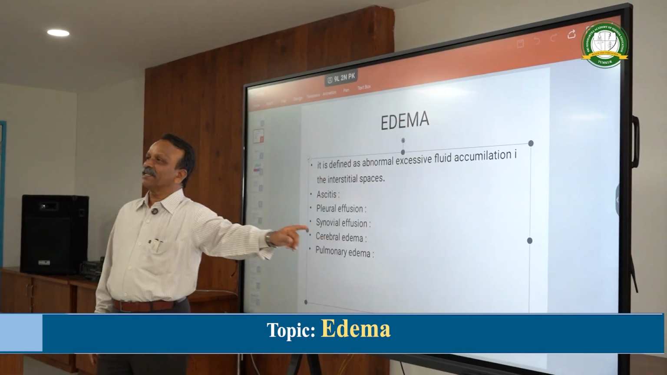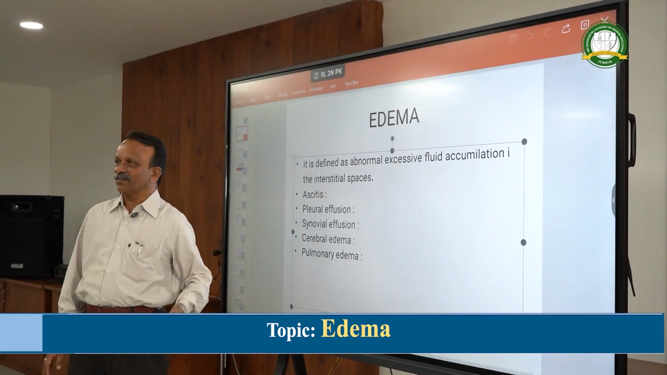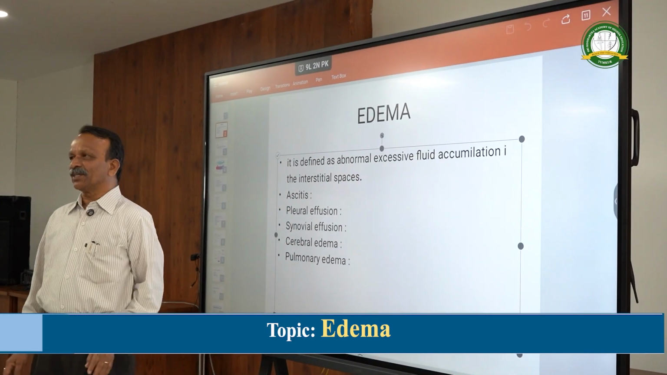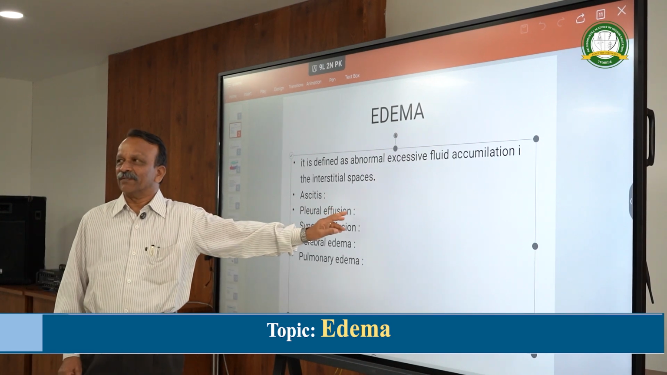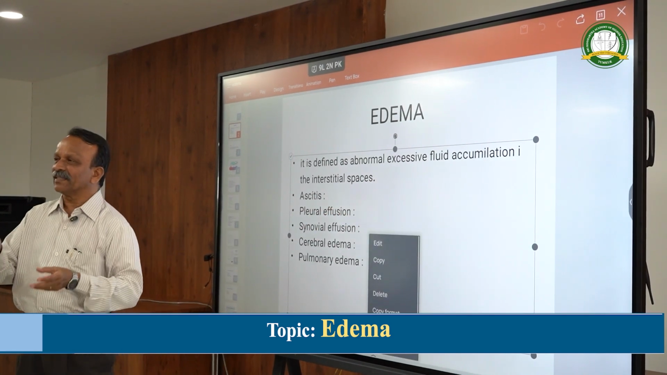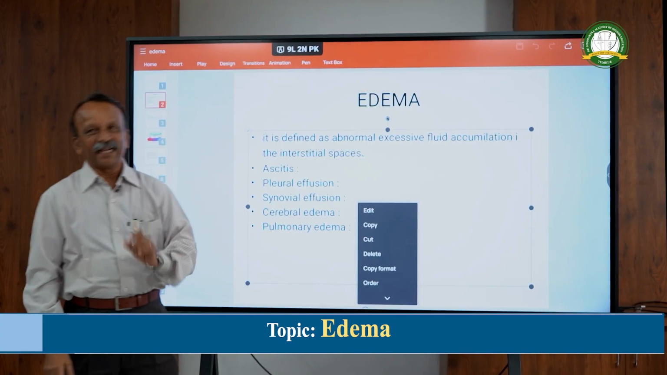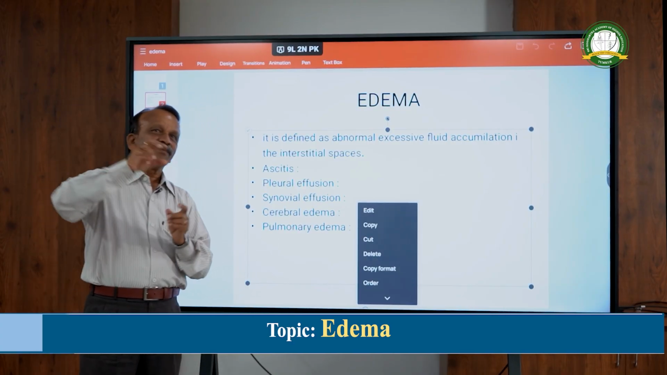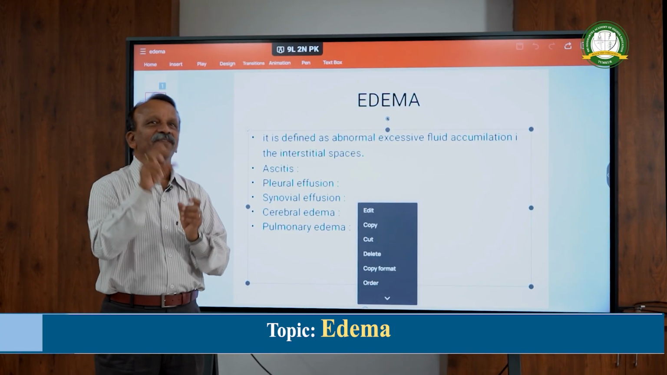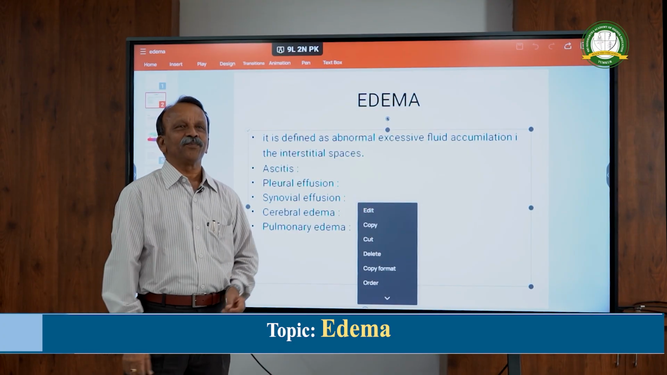Edema is defined as an abnormal excessive accumulation of fluid in the interstitial tissue spaces. We call it edema. That is, between one cell and another cell, there is accumulation of excessive fluid, that is called edema. If the fluid accumulates within the cell sap of a single cell, that is called hydropic swelling.